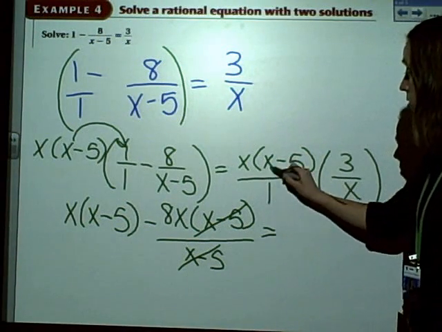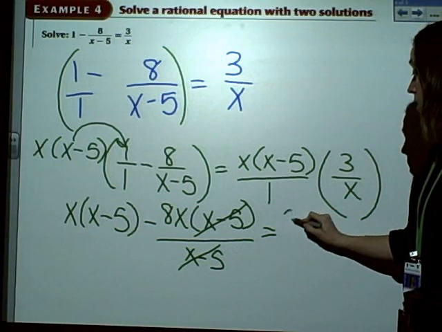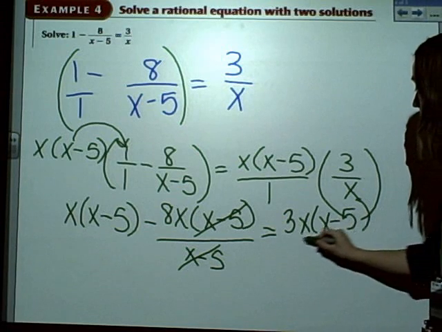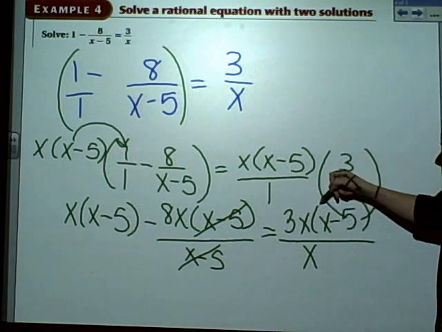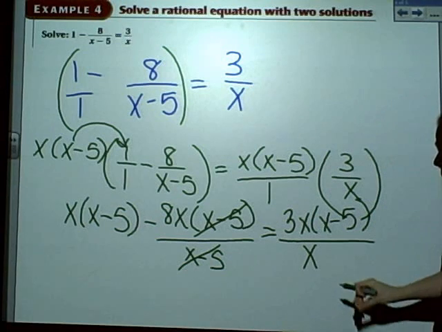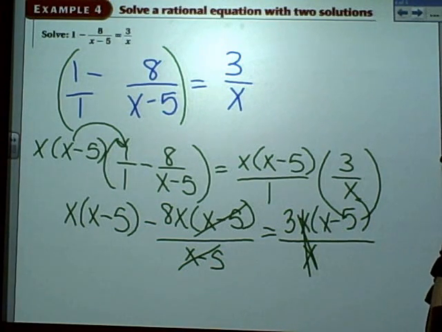Equals, and then the same deal here. We multiply straight across. We're going to get 3x times x minus 5 over x. And today we kind of talked about how this stuff simplifies. We have a 3x outside of a parenthesis, so it's in good place to be simplified, and an x on the bottom. So those x's cancel out.